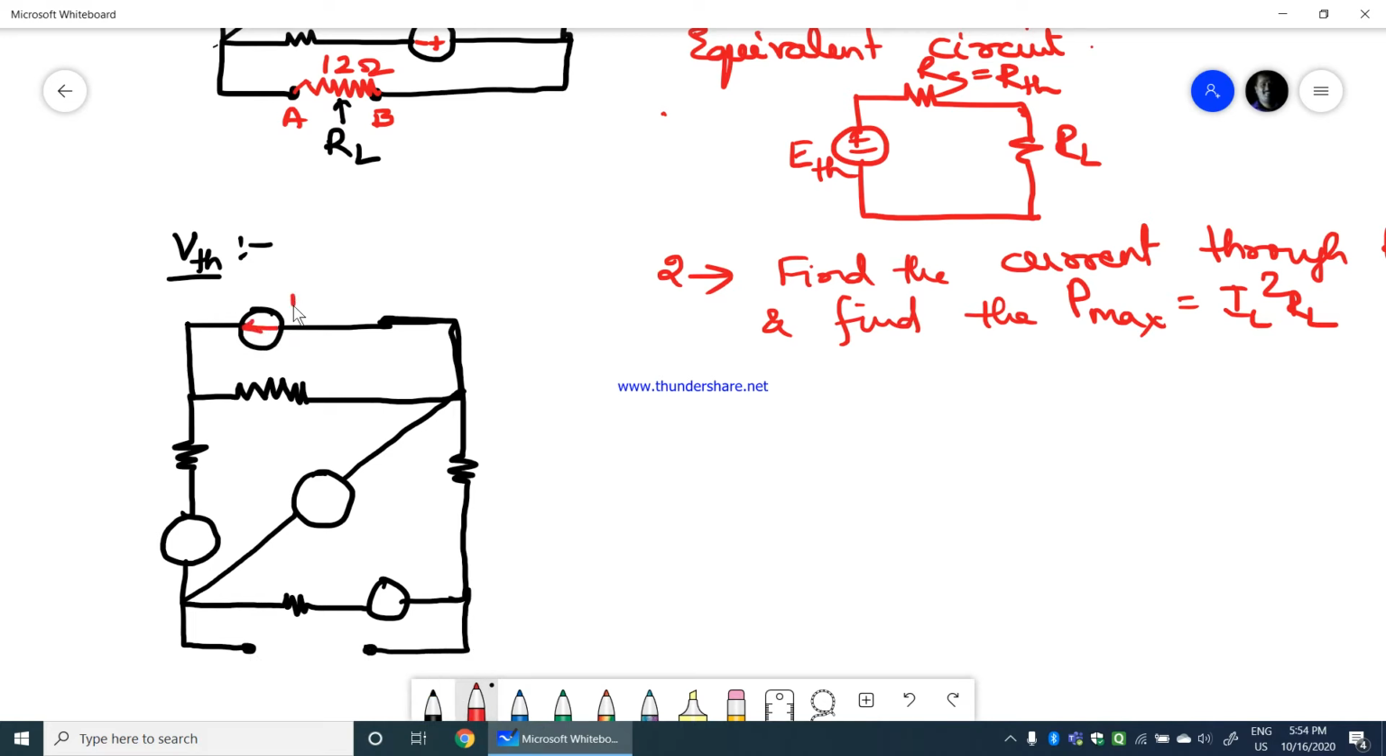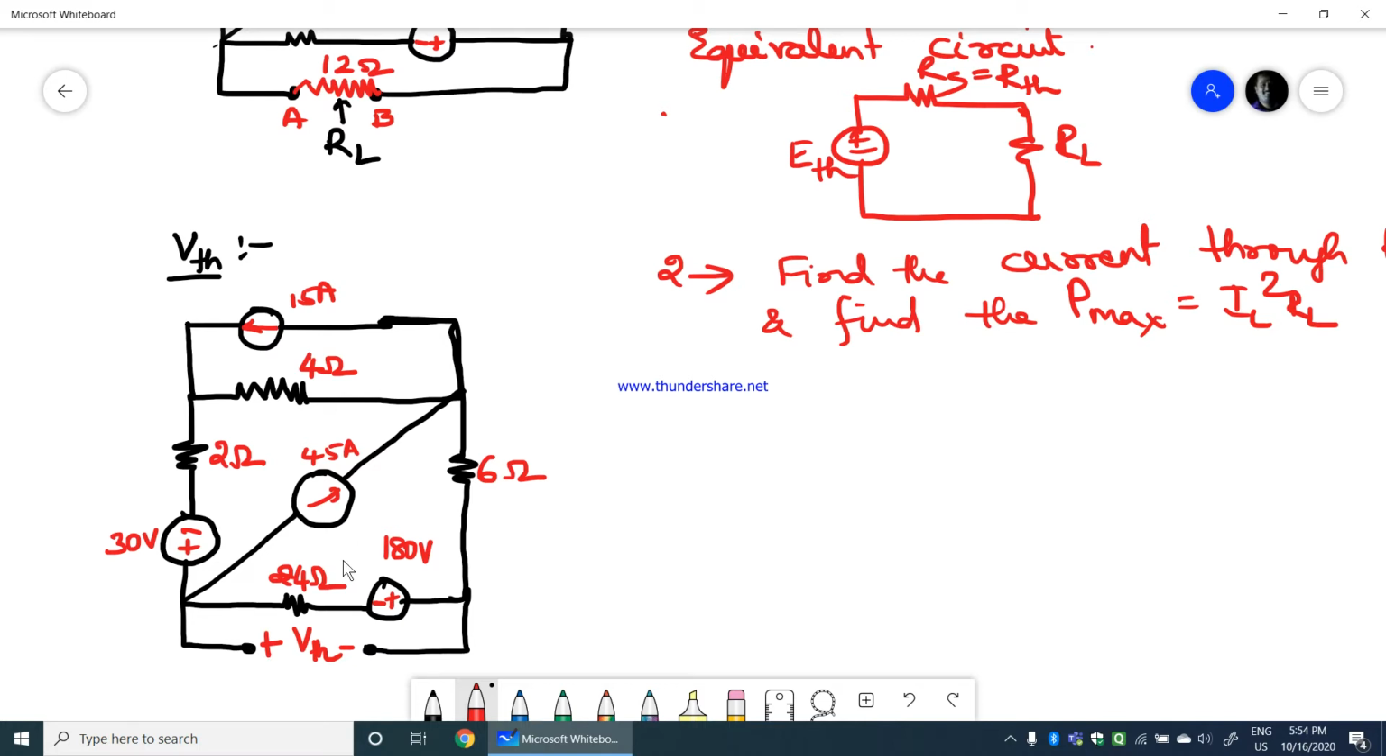So this is 15 amps, 4 ohms, 2 ohms, 30 volts, 45 amps. Then we have 180 volts, 24 ohms, and this is 6 ohms. Now let us see how to find VTH across this open circuit.